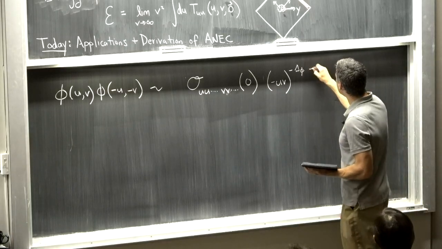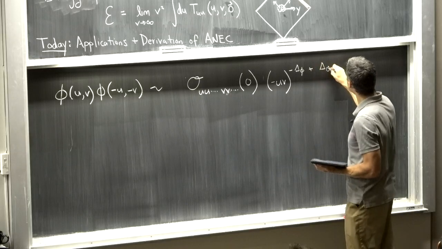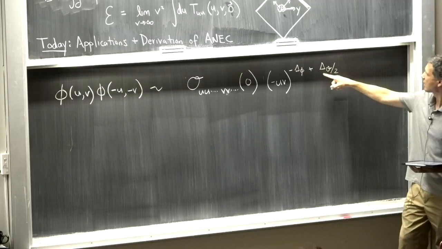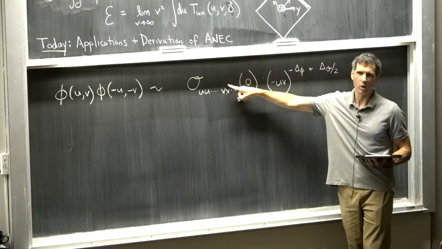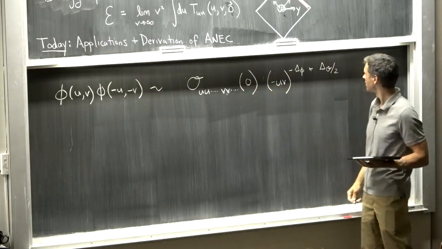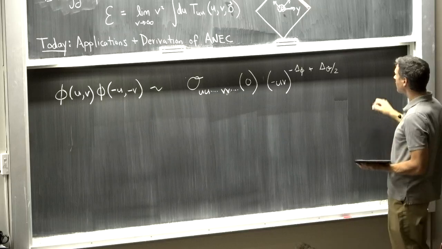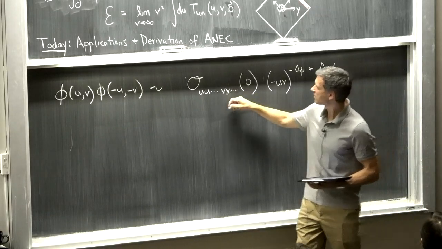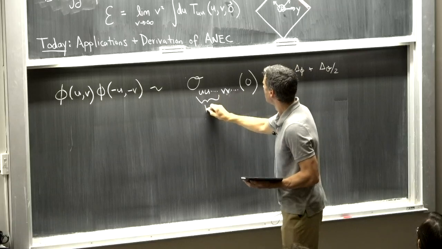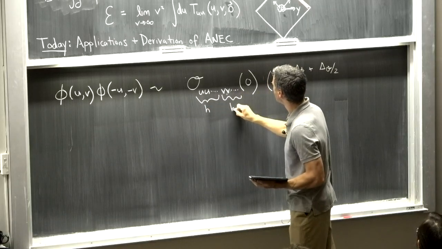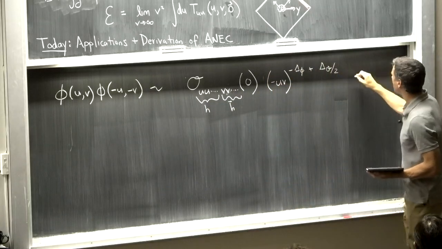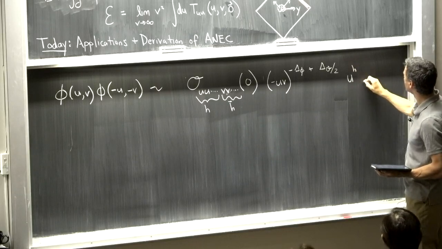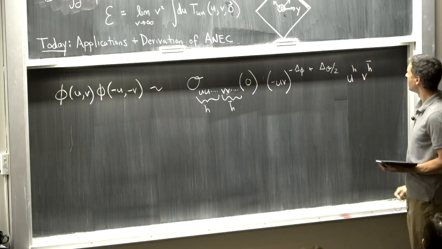And then there's going to be a delta O over 2. That is to make up for the scaling dimension of the O operators. We're just doing dimensional analysis here. And then since we had all these U and V indices down here, let's say we had H of these and H bar of those. Then in order to make everything Lorentz invariant, we're going to need a U to the H and a V to the H bar.